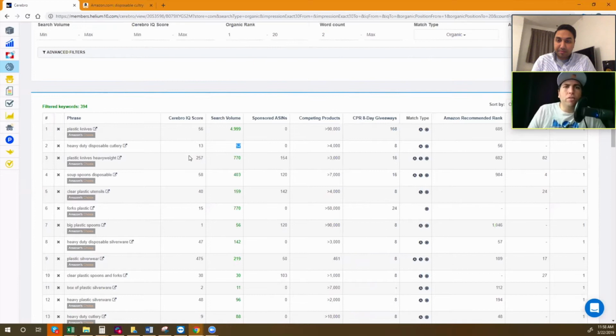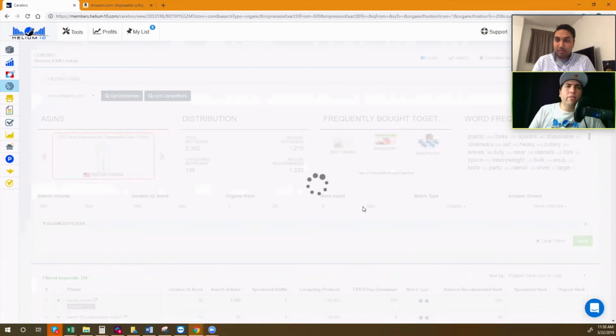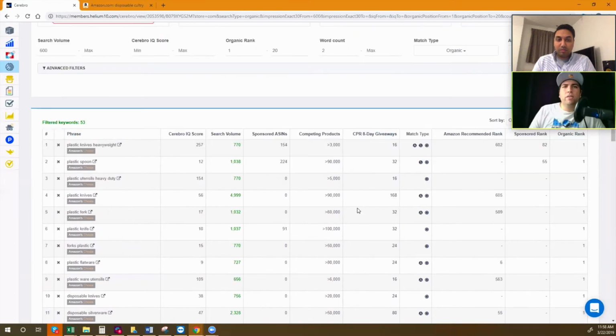So the next thing I'm going to do is say, hey, show me the words that, let's just say, are searched at least 600 times per month, meaning that at least 20 people a day are searching for it. So that's the next filter. So now we're down to 394 words. Now take a look at what's going to happen. I'm going to get down to 53 words.